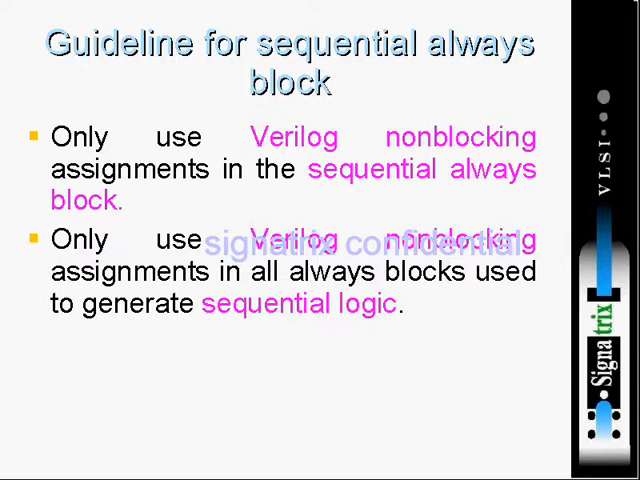So it's better, if you're looking for a pipelined output, pipeline logic, in that case always code that block with non-blocking assignment. Only use Verilog non-blocking assignment in all always blocks used to generate the sequential logic. So they are telling that suppose in your design there are 10 sequential blocks, for all the blocks you use non-blocking for the sequential logic.